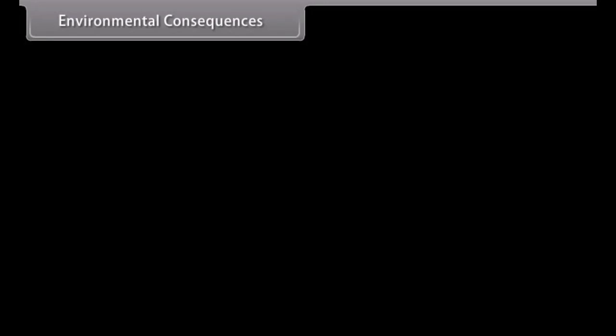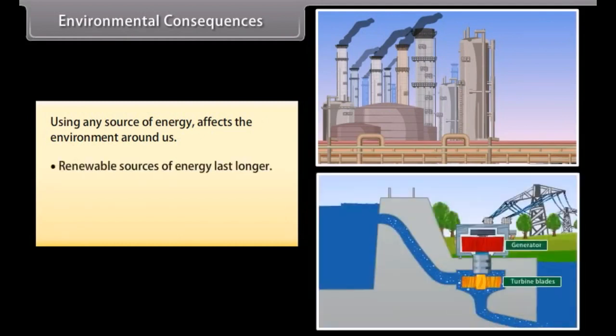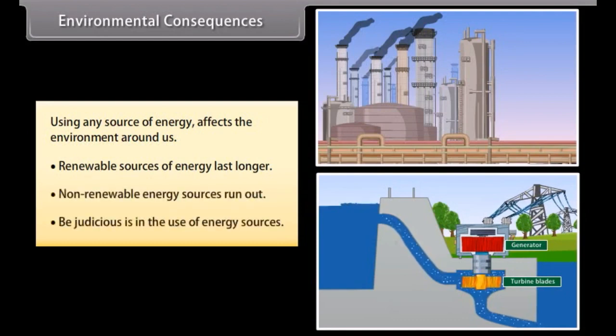Environmental consequences. Using any source of energy affects the environment around us. Therefore, before exploiting any energy source, ensure that it does not disturb the environmental balance and is harnessed judiciously. Renewable sources of energy last for as long as they keep generating, whereas non-renewable energy runs out. We have to be judicious in our selection of energy, the purpose of the energy being used, and the actual use.